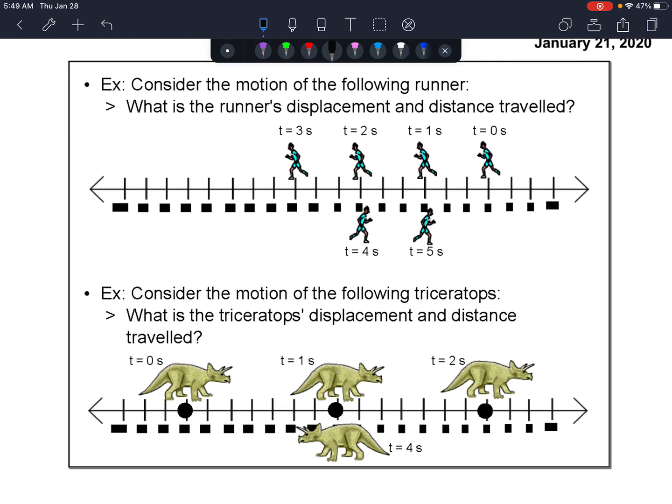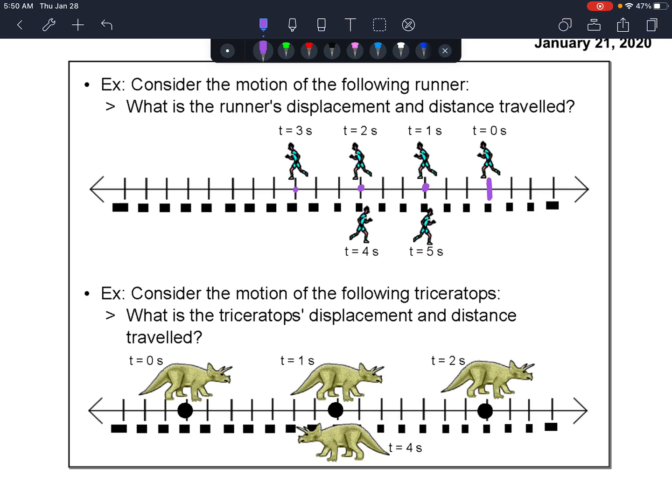So we've got a runner now who is on this timeline, and they're backtracking. They started here at 0 seconds. I'm going to mark that. They were at 1 second here, 2 seconds here, 3 seconds here, and whoa, at 4 seconds they were back here again, and at 5 seconds they were back here again. So obviously the runner must have turned around during their length of travel. What I'd like you to do is pause the video, try to find displacement and distance traveled for this runner.